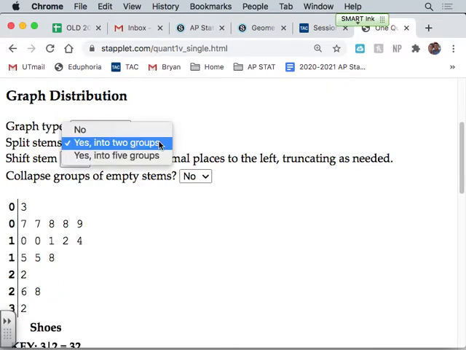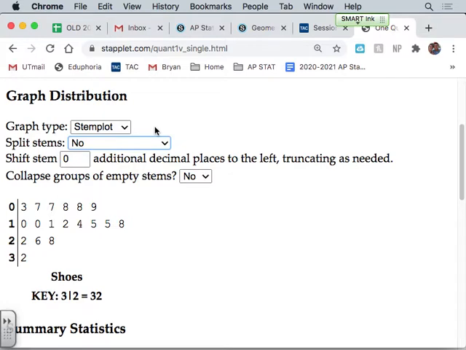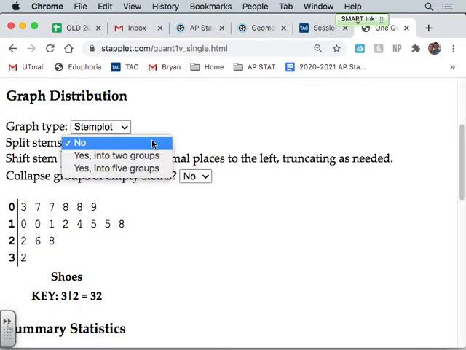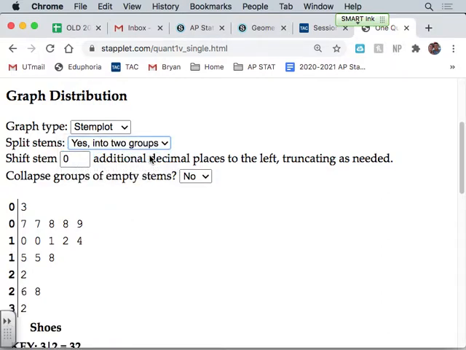Sometimes it is nice to hear something and maybe I can't quite tell as much as now I can really see the spread more. Like the dot plot really showed how spread they were. Now this stem plot that's split into two groups is showing that greater spread.